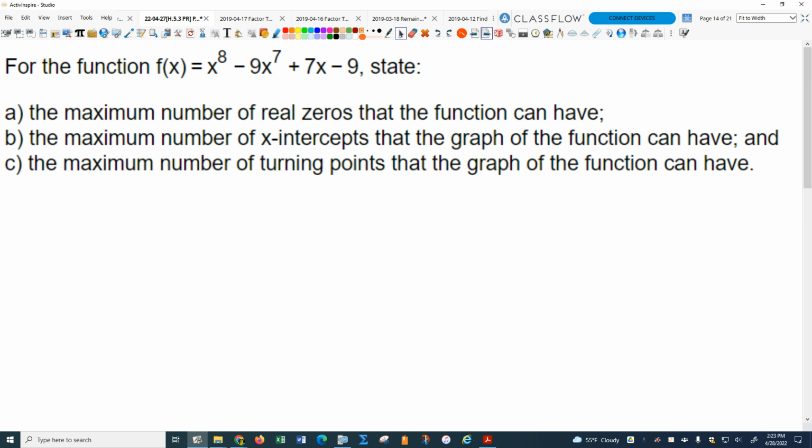Okay, how about this one? For this function, what's the maximum number of real zeros that function could have? Could have 8, couldn't it? Because the degree is 8, right? So I could have up to 8 real zeros. What's the maximum number of x-intercepts that it could have? Well, 8. They mean the same thing, don't they? Those go together. What's the maximum number of turning points that it could possibly have? 7.